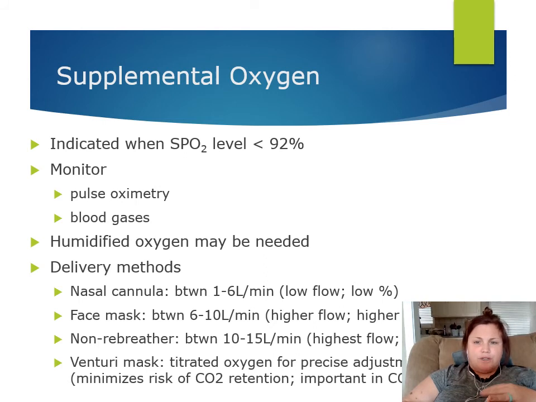That's used when a low flow or low percentage is needed, usually between 1 and 6 liters. If you want higher flow or higher percentage of oxygen delivery, we need to think about a face mask. This can be used to deliver between 6 and 10 liters of oxygen per minute. If we need the highest flow and the highest percentage, we need to be looking at a non-rebreather mask, and that can deliver up to 15 liters per minute of oxygen.